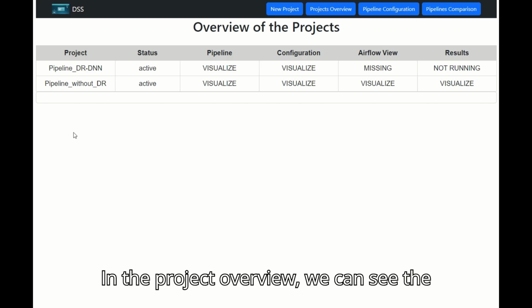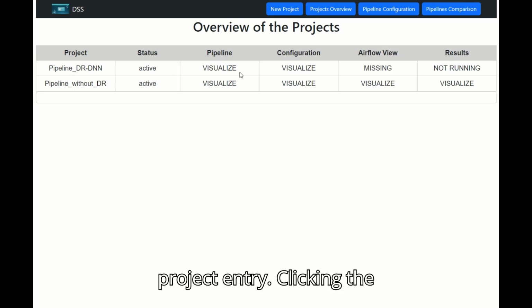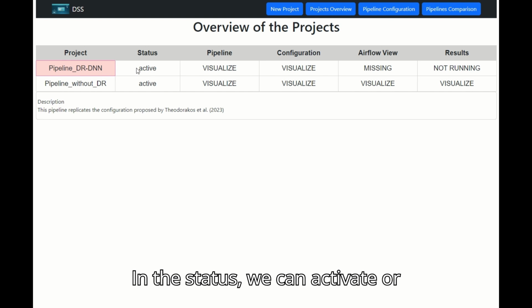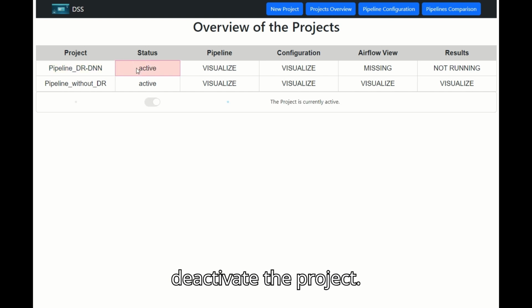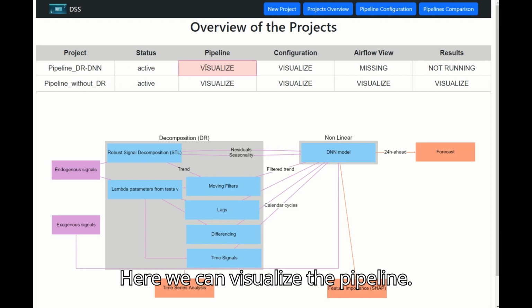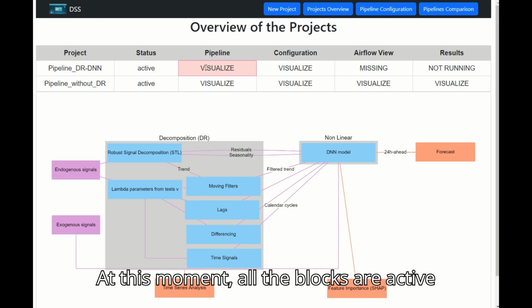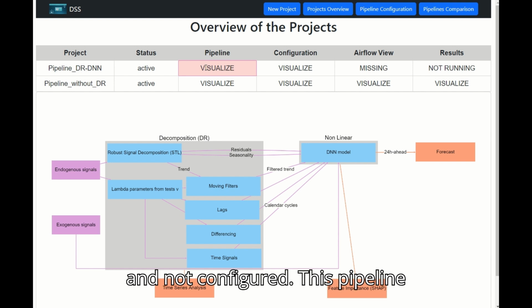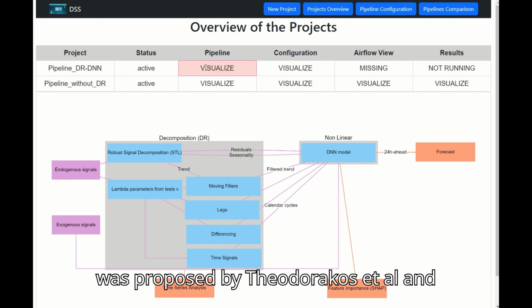In the project overview, we can see the project entry. Clicking the title, we can read the description. In the status, we can activate or deactivate the project. Here, we can visualize the pipeline. At this moment, all the blocks are active and not configured. This pipeline was proposed by Theodorakos et al.